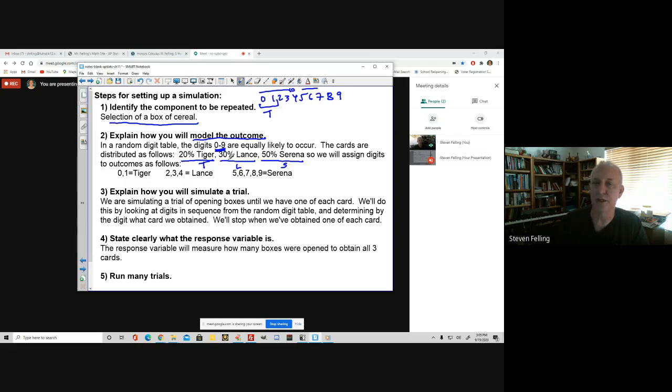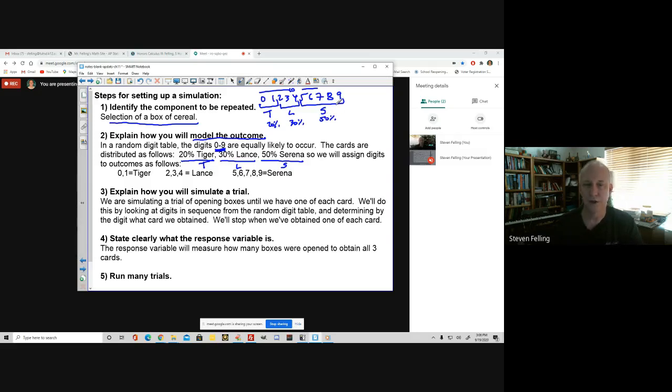30% of the time I have to get Lance Armstrong. So I'm just going to pick 2, 3, and 4 here. That's 3 out of 10 or 30% are Lance Armstrong. And then the numbers 5, 6, 7, 8, and 9, 5 out of the 10, these represent Serena Williams cards. Okay, it doesn't matter which numbers you assign, as long as these represent 20% of the outcomes, these represent 30% of the outcomes, and these represent 50% of the outcomes.